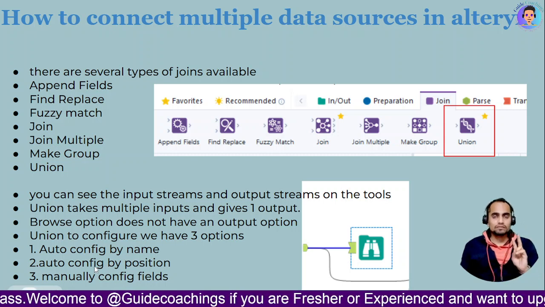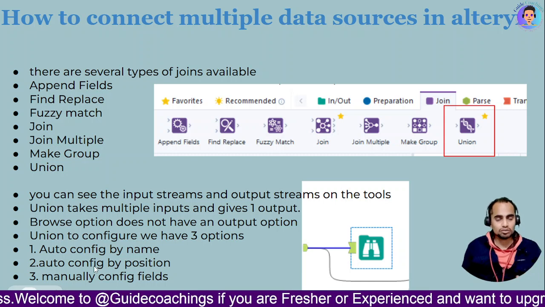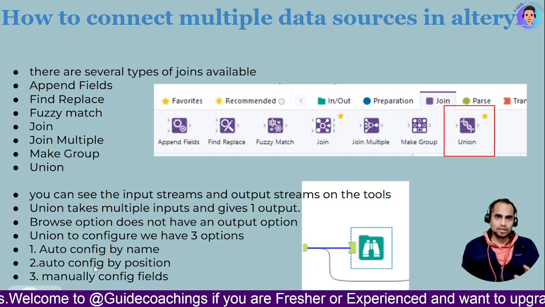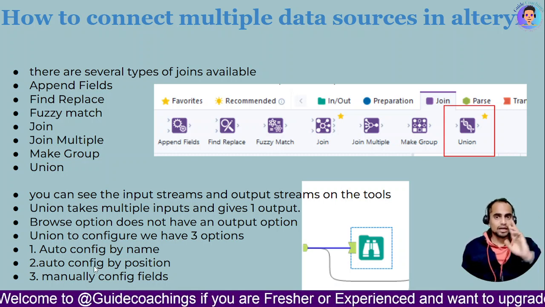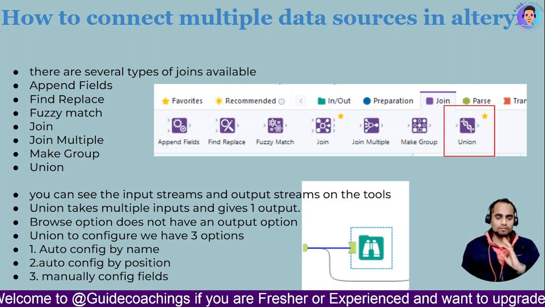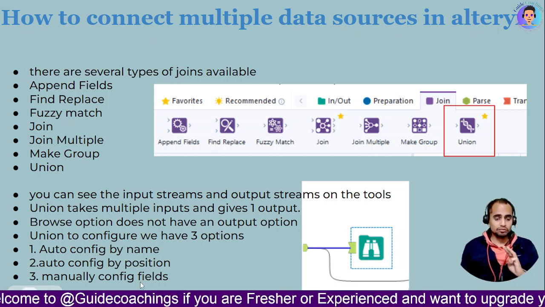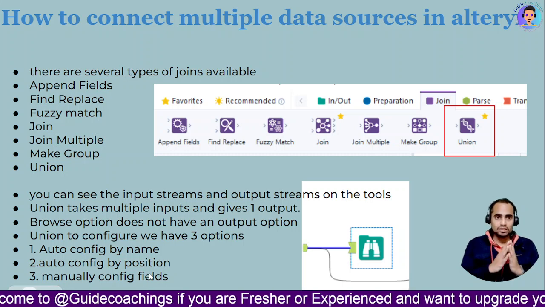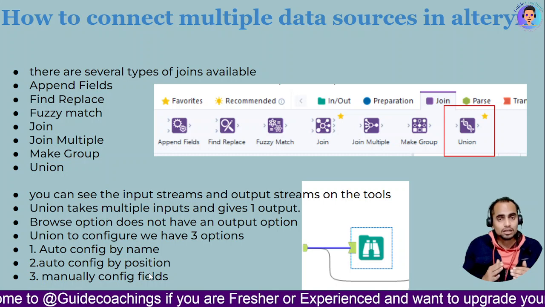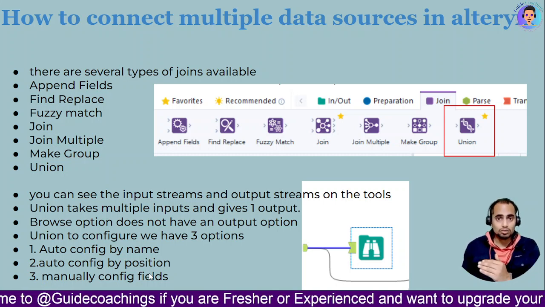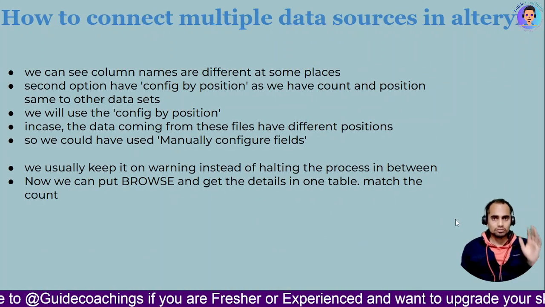Then if you have some discrepancies, you can use the position. The name might not be the same, but the position is the same. Like if age is in the third position, then age in the second table has to be in the third position itself. That is the configuration by position. Then the third option is manually configuration field. If in one table the age is in the third column, and in the second table the age is in the fourth column, you need to manage it and configure it. That is how it is done.